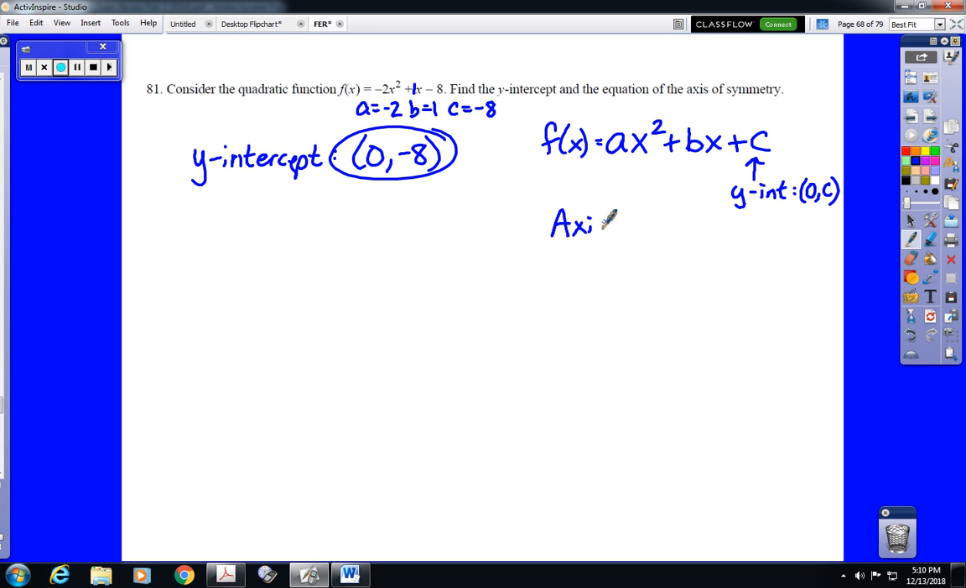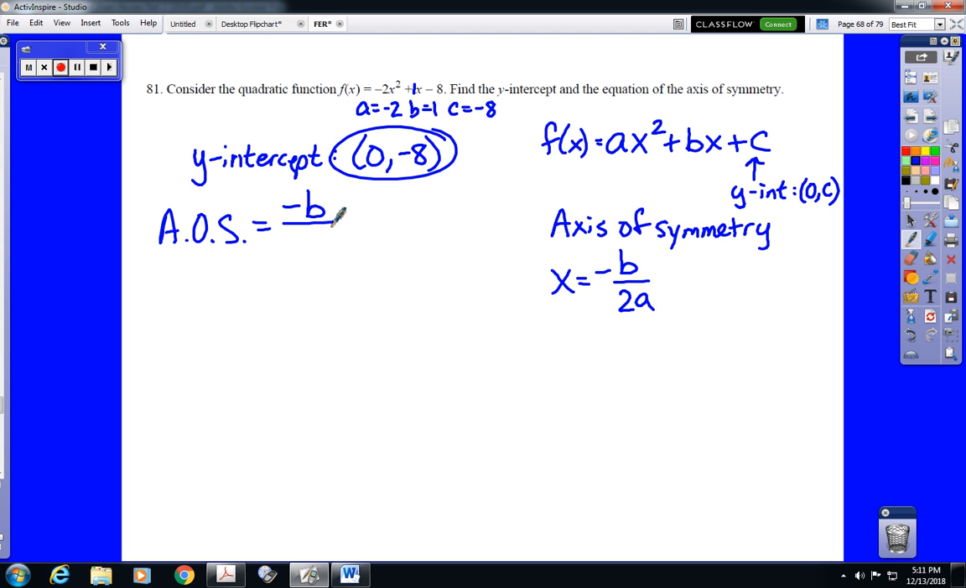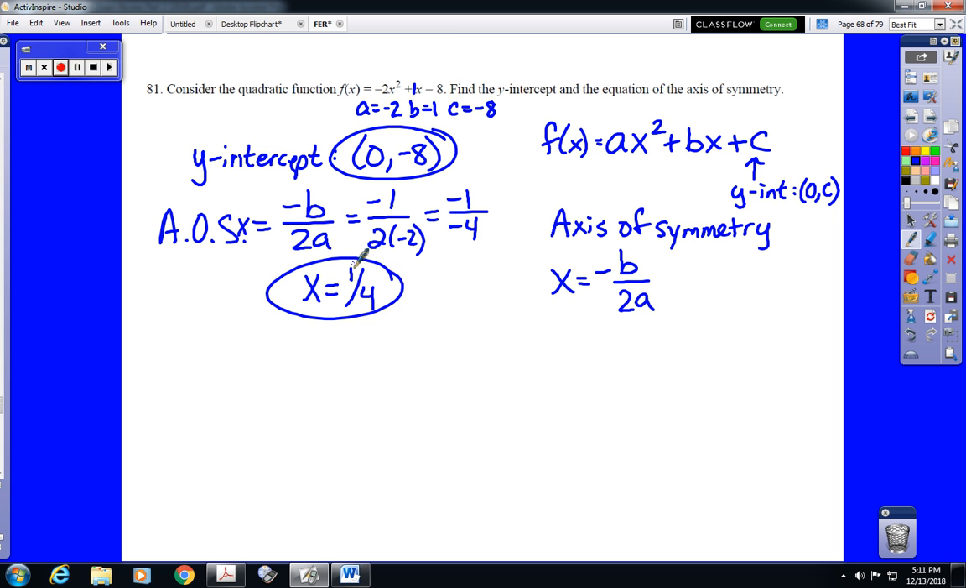Now the axis of symmetry, we should remember, is the x-coordinate of the vertex, and it is given by x equals negative b over 2a. So we would say the axis of symmetry is x equals negative b over 2a. That would be negative 1 over 2 times negative 2, or negative 1 over negative 4, meaning that the line would be x equals 1/4 for the axis of symmetry.